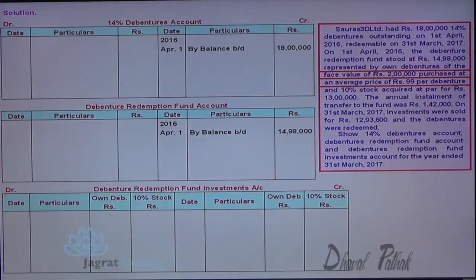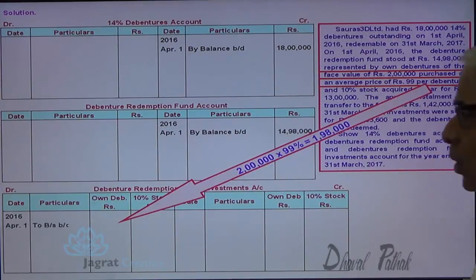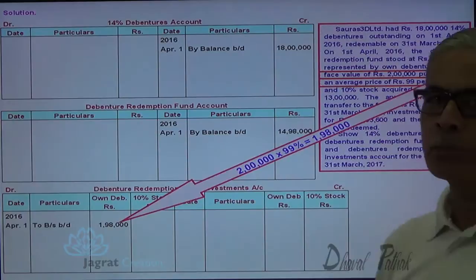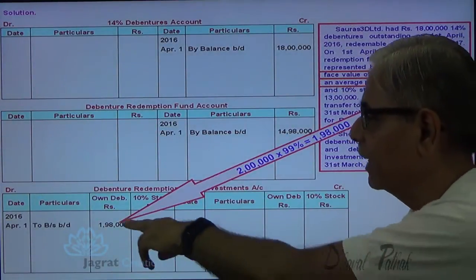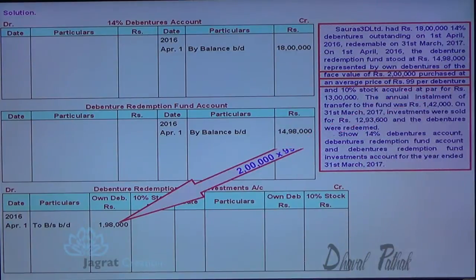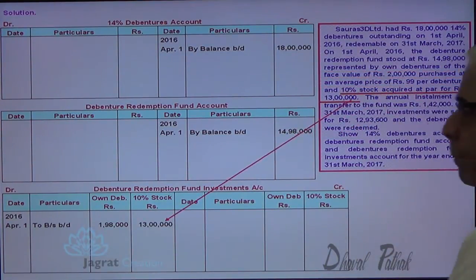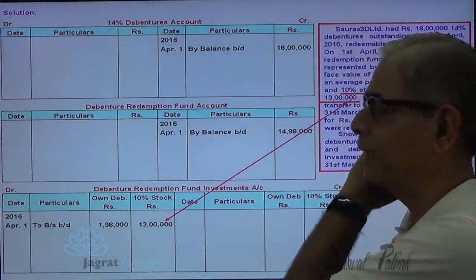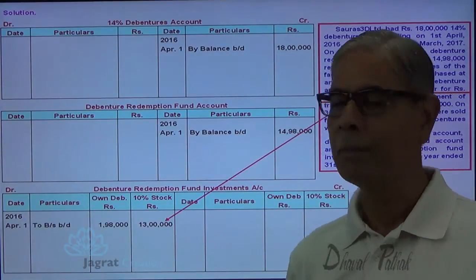It is represented by own debentures 2 lakh purchased at 99% value. So opening balance of own debenture is 2 lakhs into 99%, because the average purchase price per debenture is 99. So 2 lakh into 99, 1 lakh 98,000 is the purchase price. The other stock, 10% stock, its purchase price is 13 lakhs. So 13 lakhs plus 1 lakh 98,000 is 14 lakh 98,000. This is how the debenture redemption fund is represented by the investments.